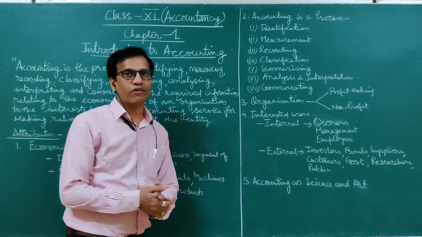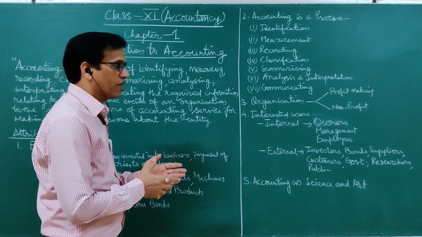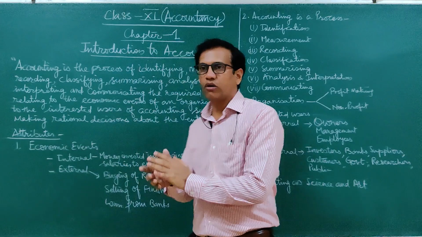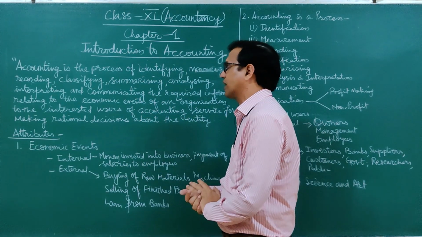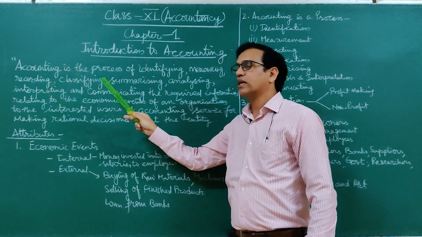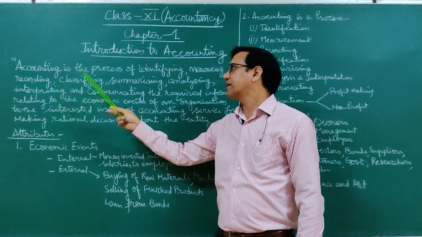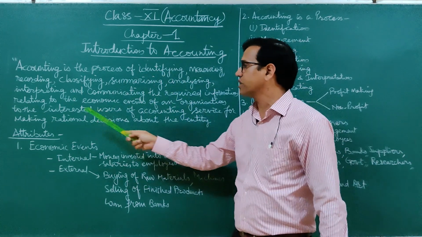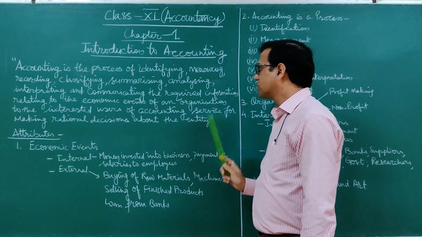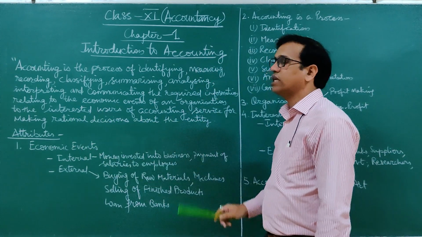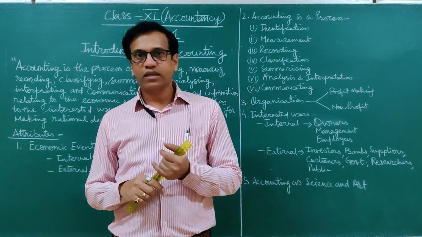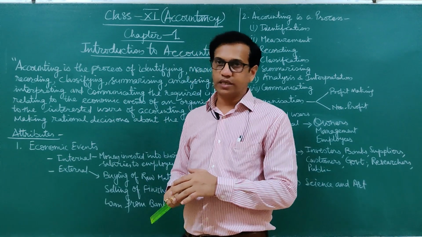So, on the basis of those two definitions given by AICPA and AAA, that is American Institute of Certified Public Accountants and American Accounting Association, we can establish one particular definition in our words, that is the concluding definition of accounting. So, we can say that accounting is the process of identifying, measuring, recording, classifying, summarizing, analyzing, interpreting and communicating the required information relating to the economic events of an organization to the interested users of accounting service for making rational decisions about the entity. This is the standard meaning we can establish on the basis of the previous discussion we made and the two definitions given by the two eminent institutions.